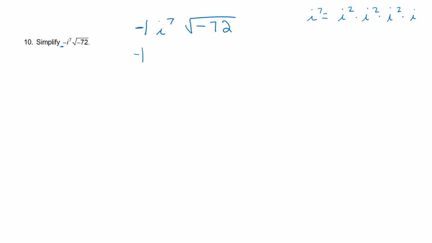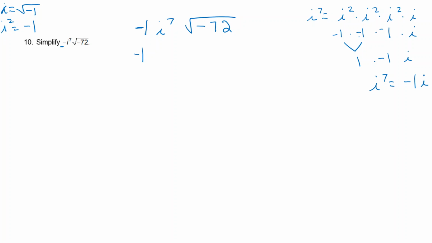So i squared, remember, here's 2 things to remember. i is equal to the square root of negative 1, and i squared is equal to negative 1. So if i squared is equal to negative 1, that would be the same as negative 1 times negative 1 times negative 1 times i. And negative 1 times negative 1 is positive 1 times negative 1 times i. So I can see that i to the 7th is equal to negative i.